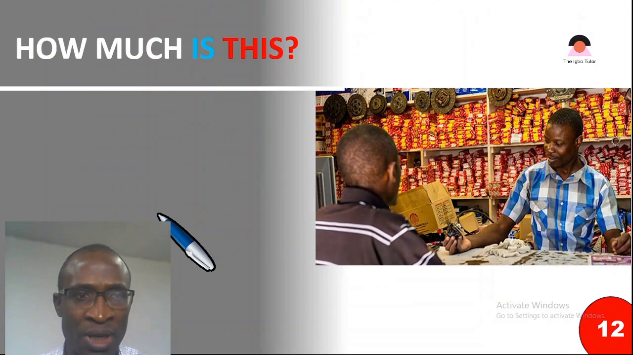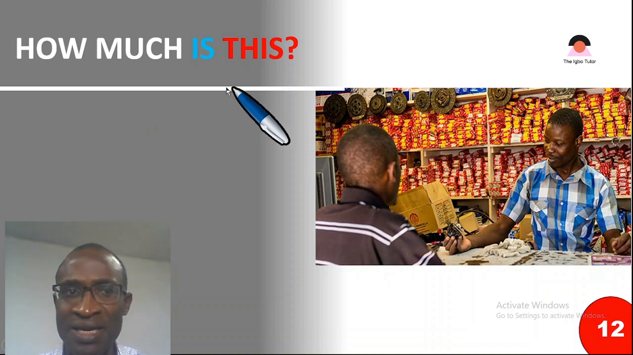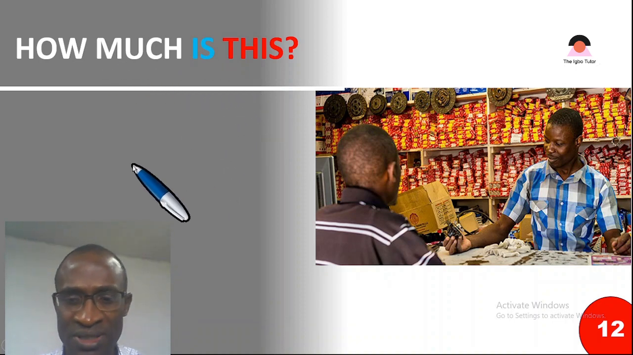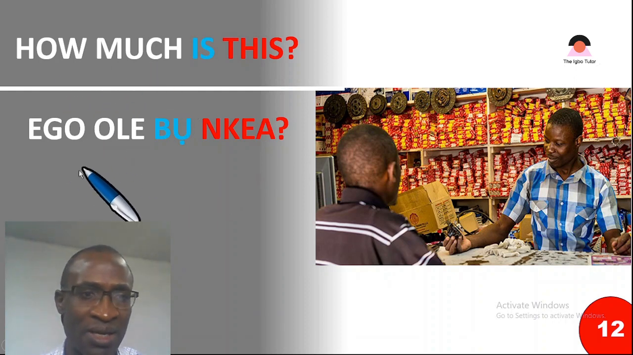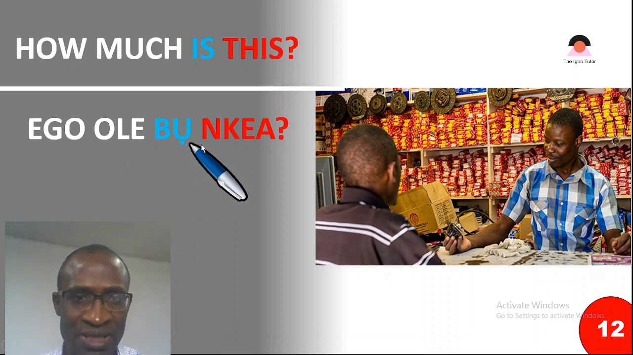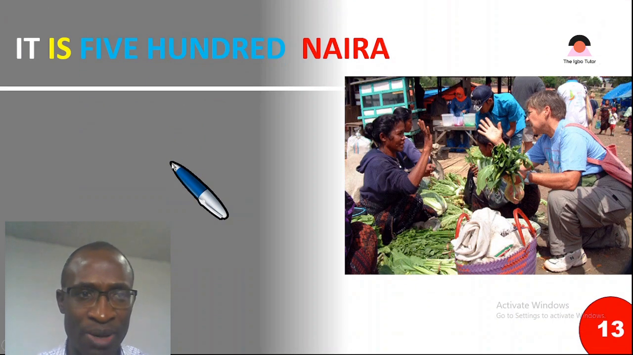Okay, we'll move on. The next is, how much is this? We want to start pricing now. How much is this? What is that in Igbo language? Ego ole bụ nke a. Look at the color codes. Ego ole is how much. Bụ is, nke a, this. So pay attention to the color codes. Ego ole bụ nke a.